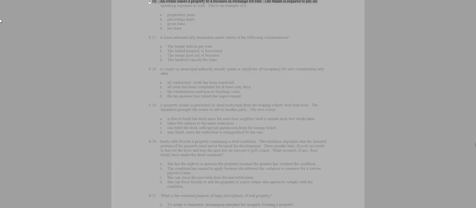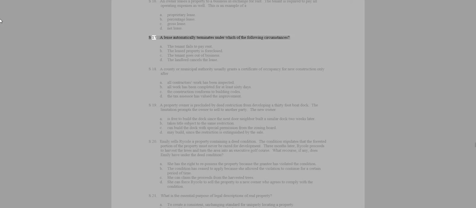S16. An owner leases a property to a business in exchange for rent. The tenant is required to pay all operating expenses as well. This is an example of: A. proprietary lease. B. Percentage lease. C. Gross lease. D. Net lease.